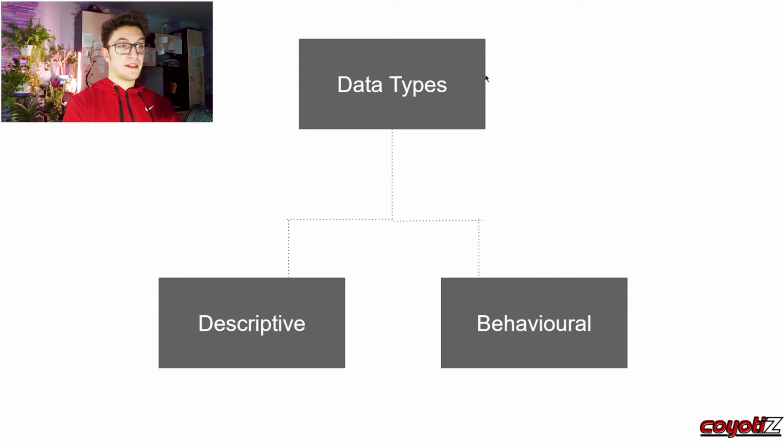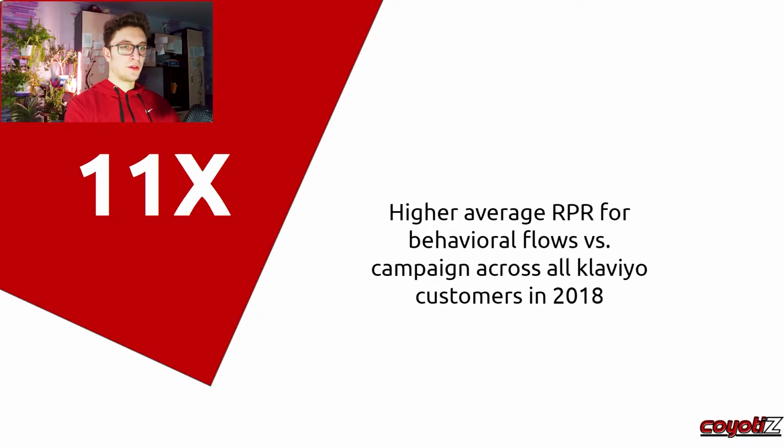Now, data types. There are two data types: descriptive and behavioral. Descriptive is more of a campaign kind of thing. We're not going to cover this, I already covered it before. We're talking here about behavioral, because I'm going to go a little harder on the automation side, just to give you some point of reference. Now, 11x higher revenue per recipient for behavioral flows versus campaigns. That's what I'm talking about, right?